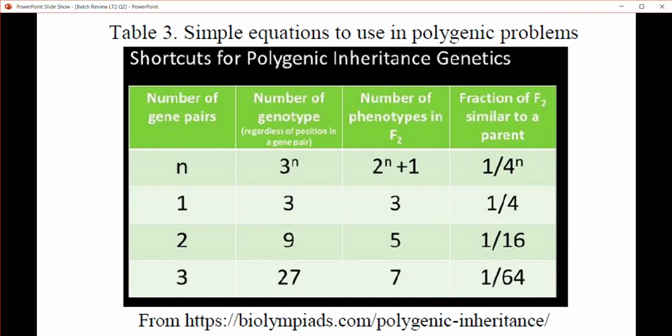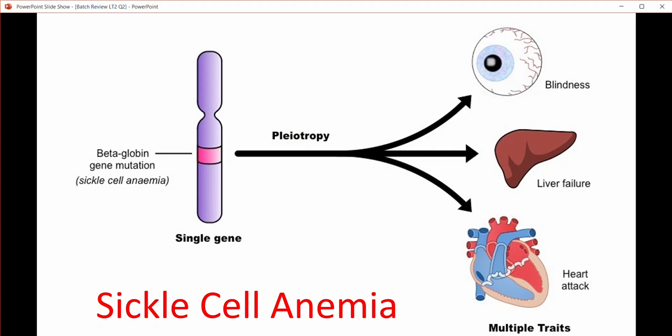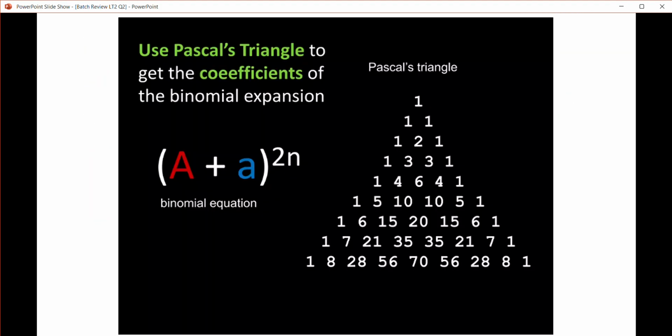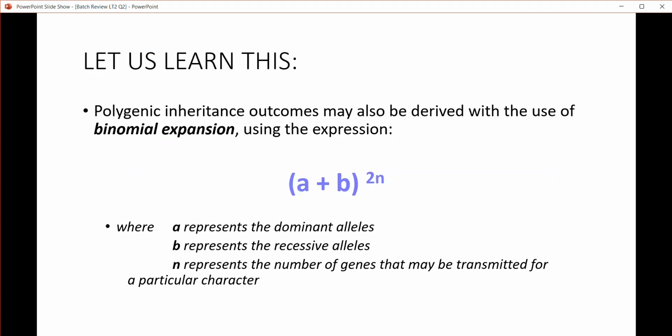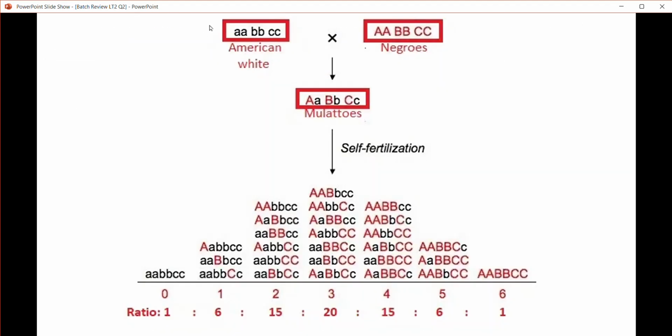So let's try to have an example there. Let's go back a little bit. Okay, where is that? Here it is. You will be noticing a 1, 6, 15, 20, 15, 6, and 1. So the first one would be having all a raised to the 6, so all of this would be recessive. Next one is only one would be dominant, the rest will be recessive. This will have two dominant. So that's all the possible combination.